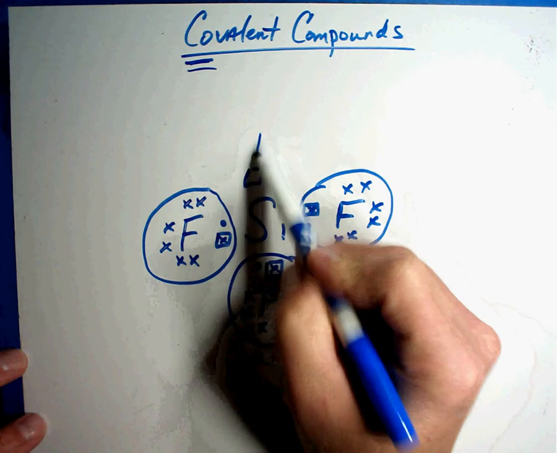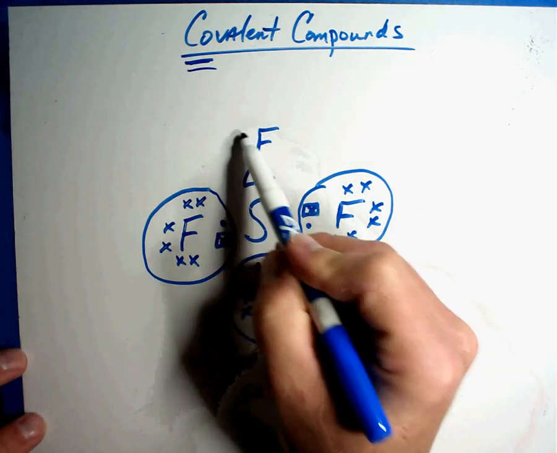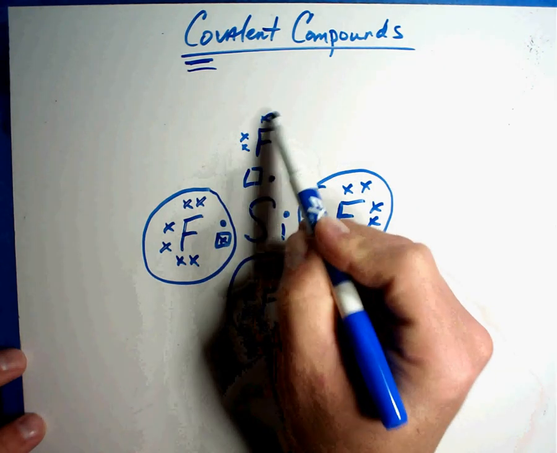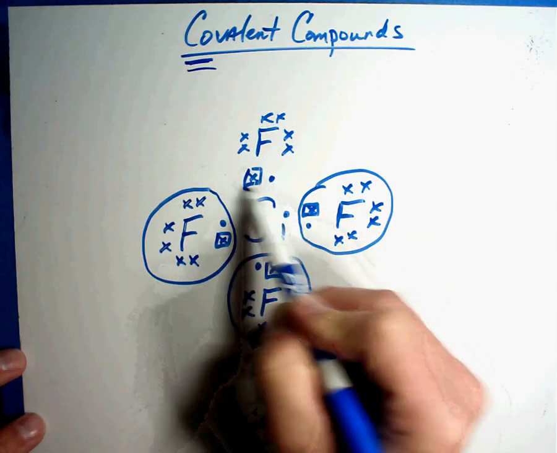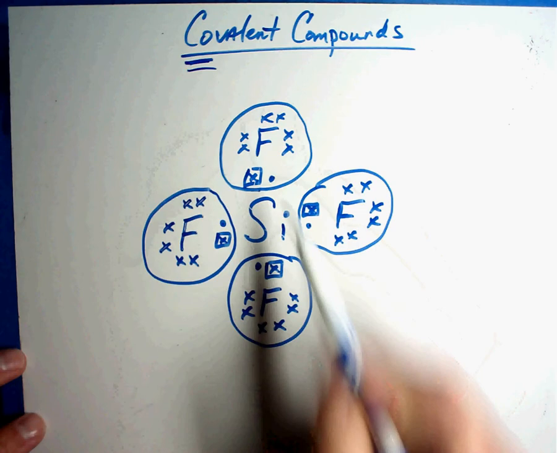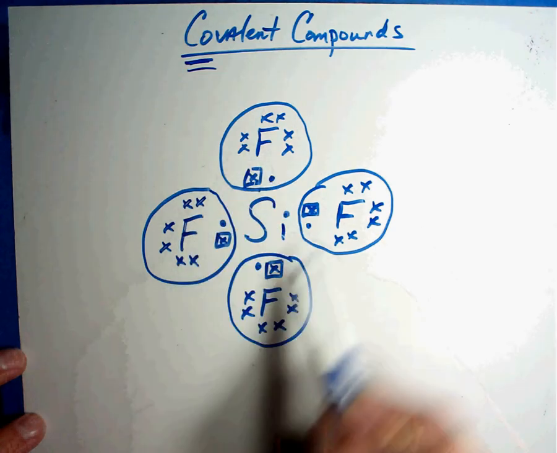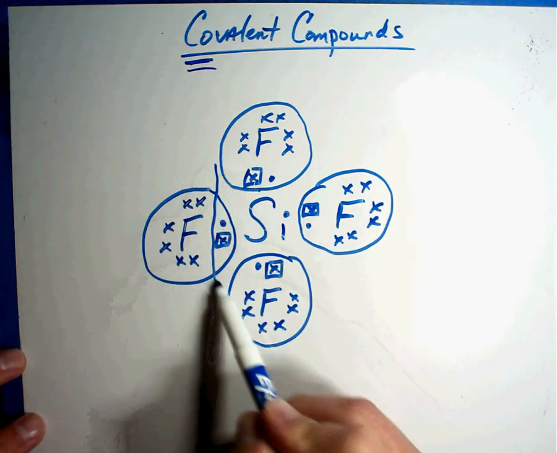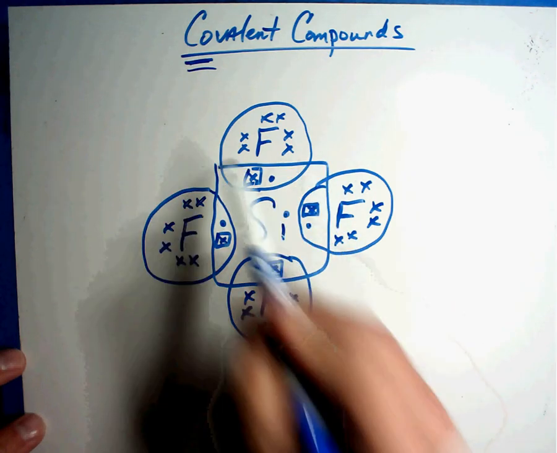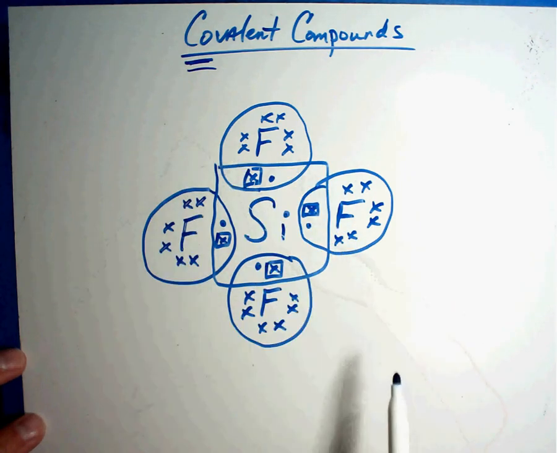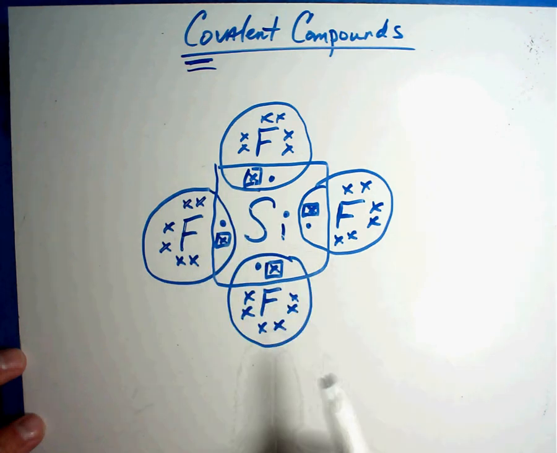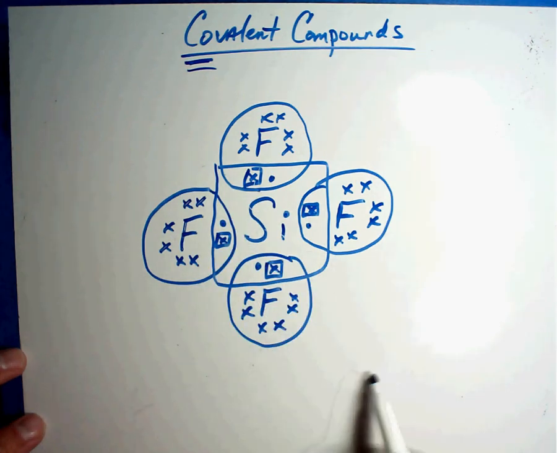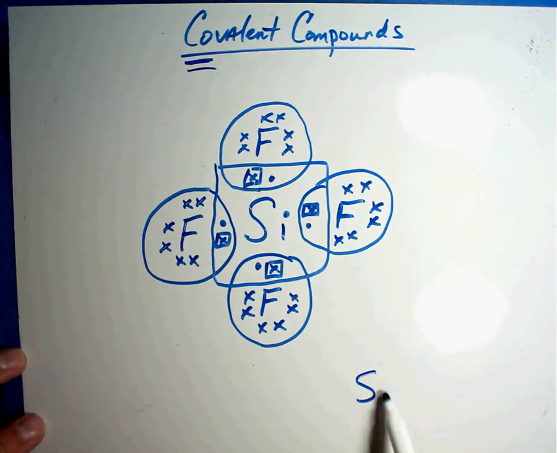Remember, everybody wants to have the octet rule. They want to have 8. But when he shares with silicone, he has 8. 8, 8, 8, 8. They all look good. Let's check the guy on the inside. Does he have 8? 2, 4, 6, 8. Yeah, he does. So sometimes you'll see this one actually written like this.